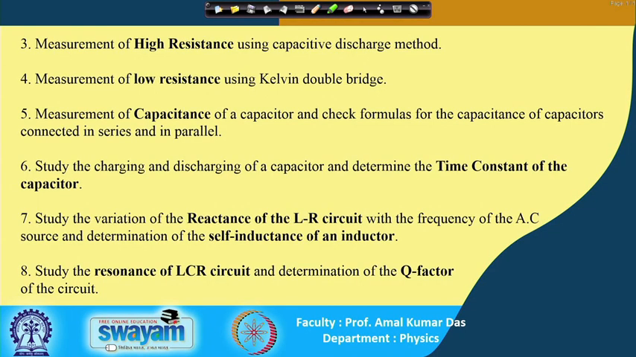And then another experiment, next, is low resistance. How to measure low resistance? Again, people use different methods. Here we will use the method called the Kelvin double bridge method. Next experiment: how to measure the capacitance of a capacitor.